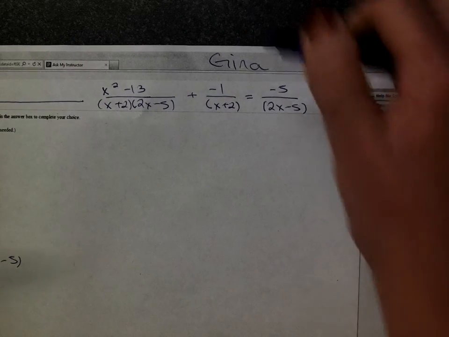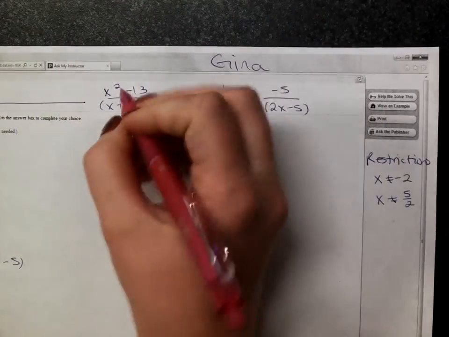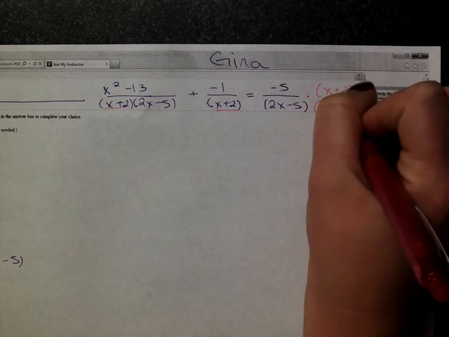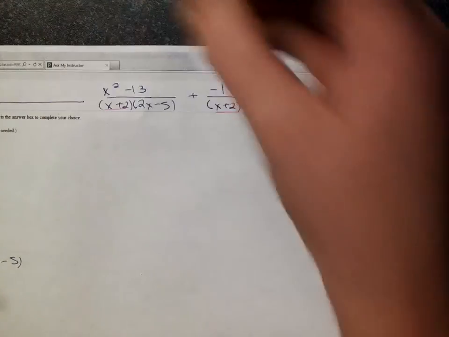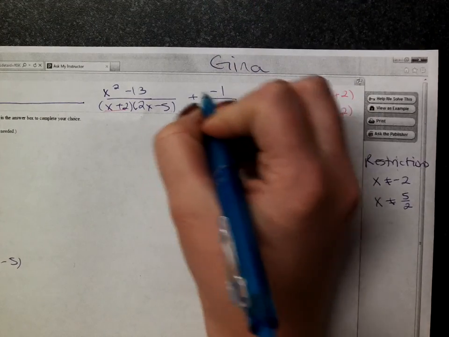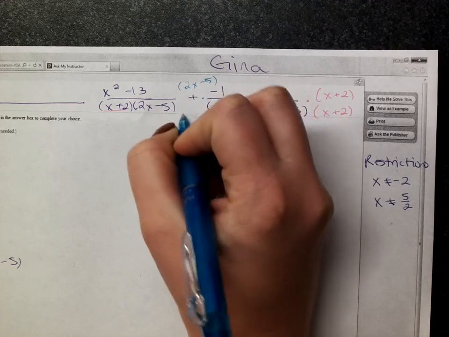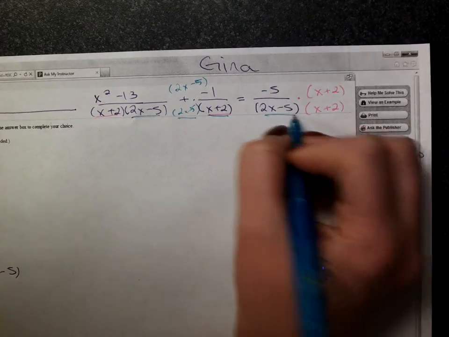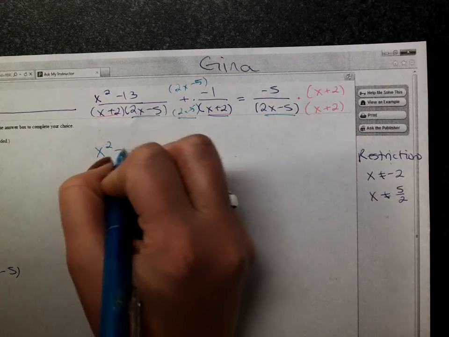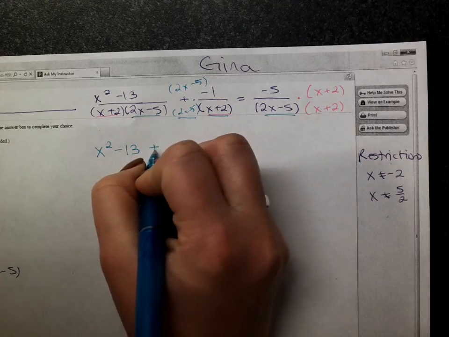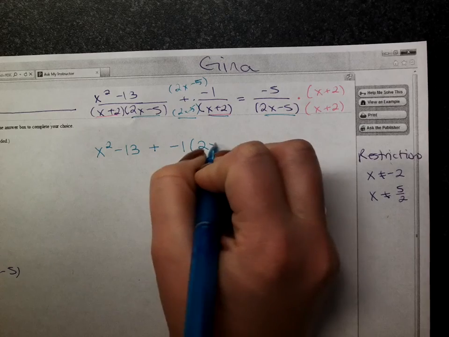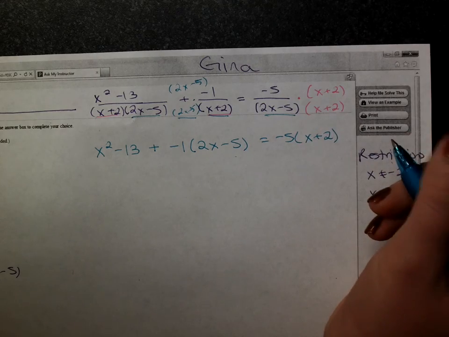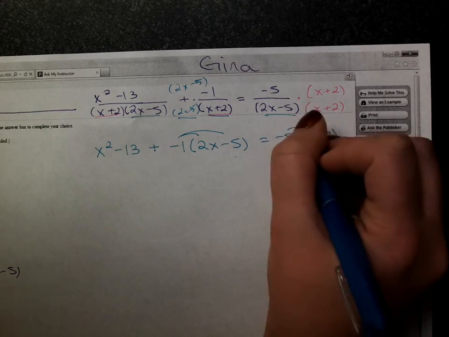So using the equation up top, I need common denominators. So we have x plus 2 and x plus 2. So this one needs x plus 2 also. And then this one has x plus 2, but it needs 2x minus 5, and 2x minus 5. So now each one has 2x minus 5 and each one has x plus 2. So I have x squared minus 13, focusing on the numerator, plus negative 1 times (2x minus 5) equals negative 5 times (x plus 2). I'm going to go ahead and distribute that.